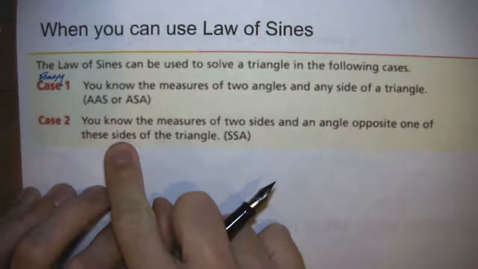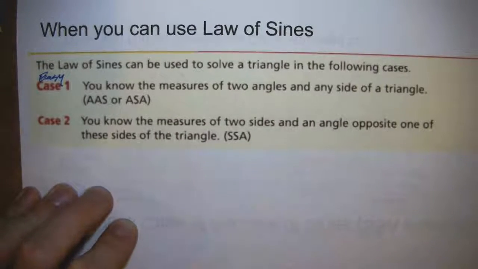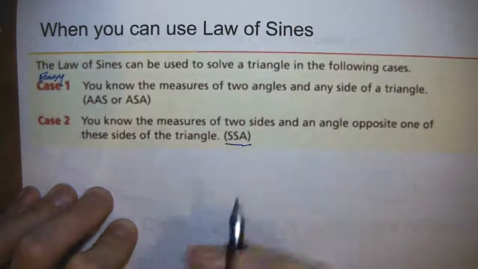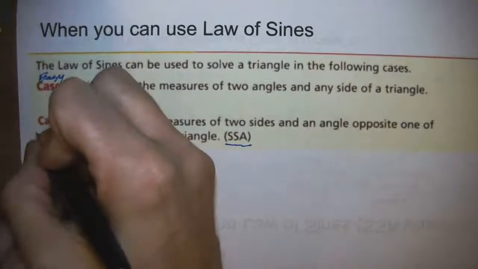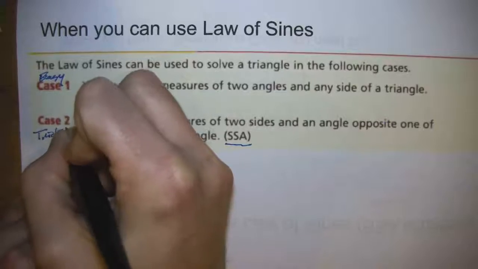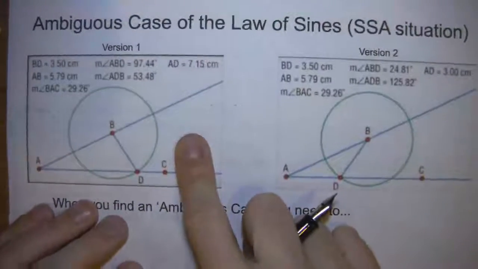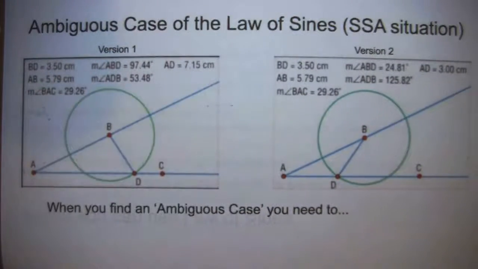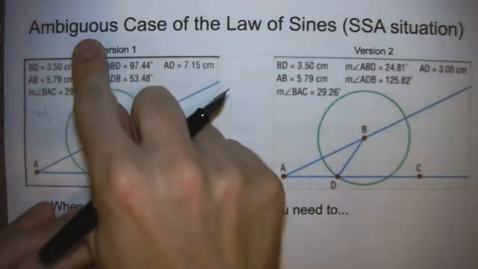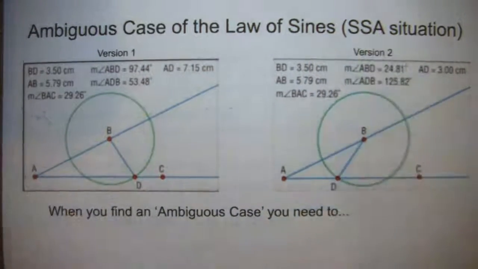All right, it's just a matter of using it and moving on. The second case, you know the measures of 2 sides and an angle opposite one of the sides. In other words, you've got an SSA scenario. This is where things can be tricky. All right, and we call that situation the ambiguous case. Ambiguous meaning we're not certain of it. We call it the ambiguous case of the law of sines. Anytime you have an SSA situation. So let me show you.